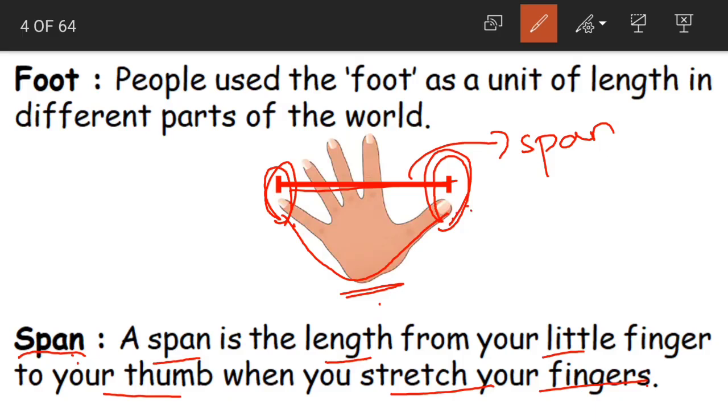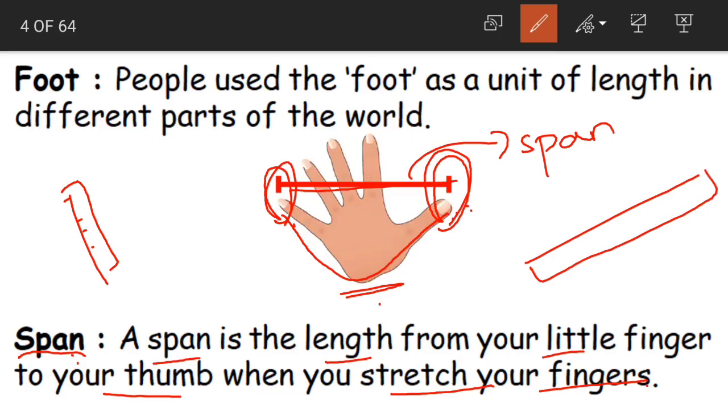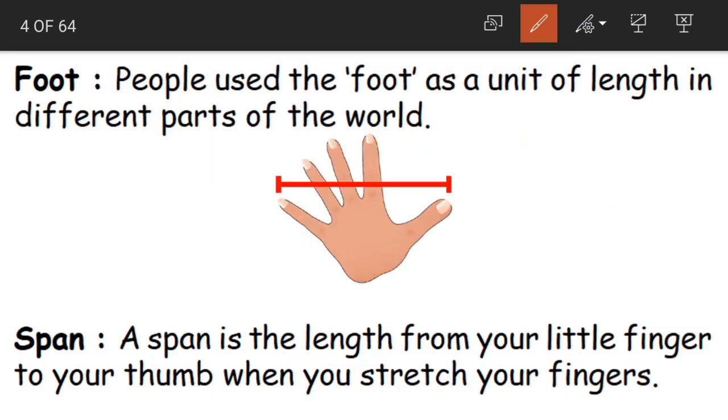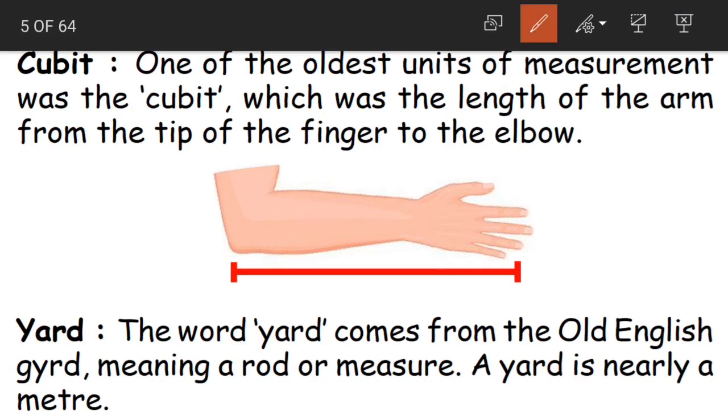See, nowadays what do we use for measuring? We use scales. Yes, on scales we have the markings such as of different centimeters. Or else we use tapes. Yes children, we use tapes to measure longer distances. Now in the ancient times, in the olden days, when these scales and tapes were not yet introduced, then people used these as units of measurement. Say foot or else span, and then next is a cubit.